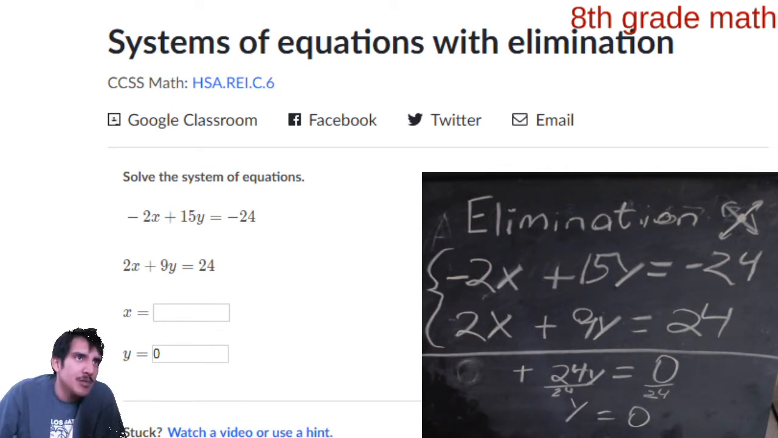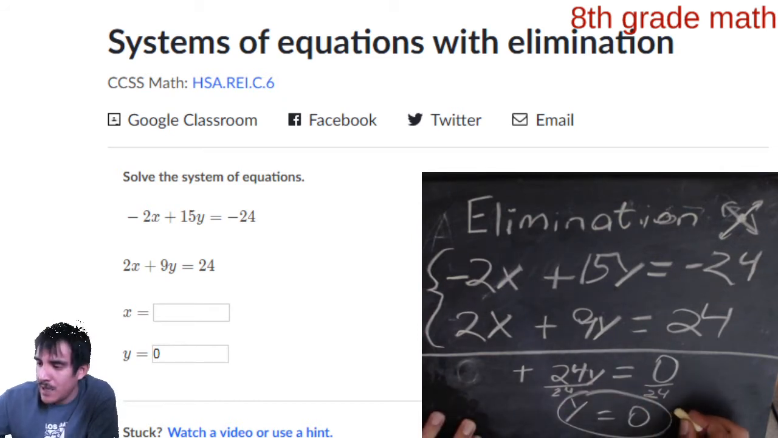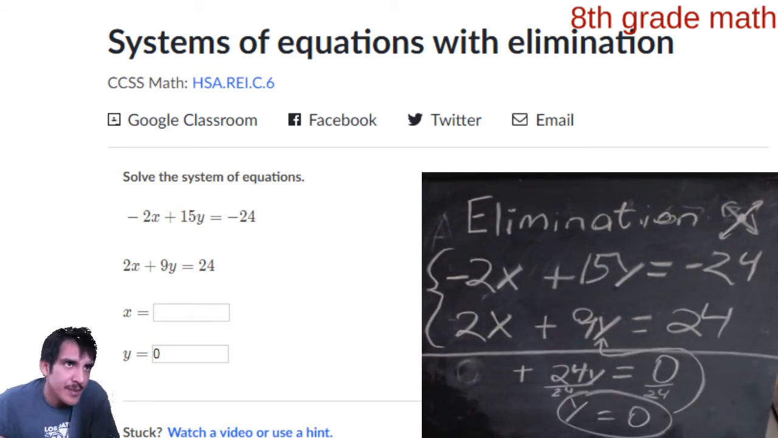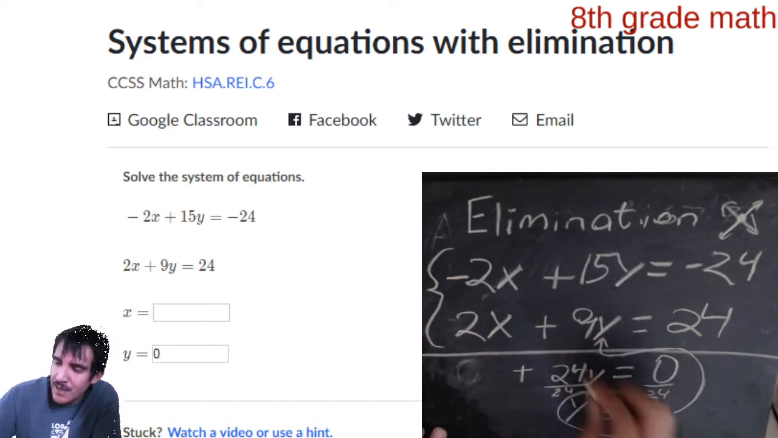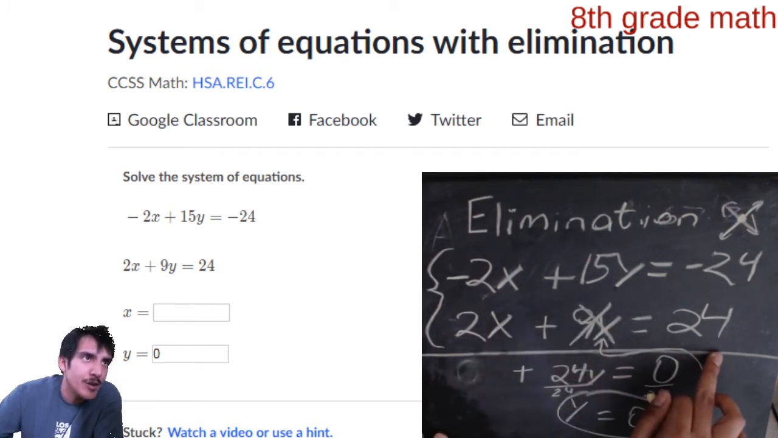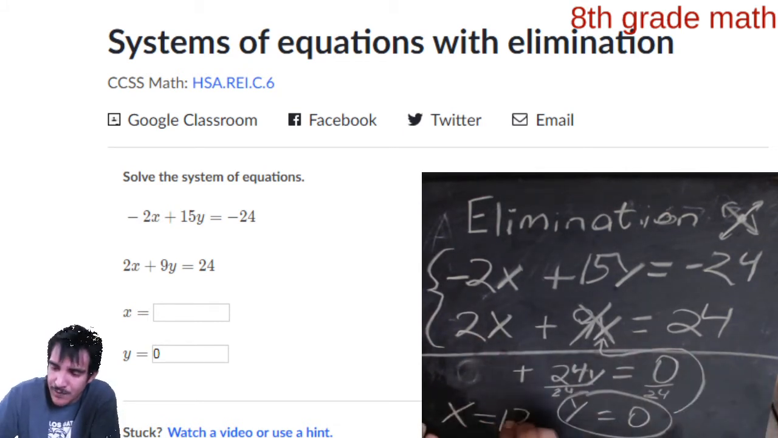So y equals 0, and let's find out what x equals. I'm going to take this y equals 0 and input that answer into my y variable. Okay, so let's see what happens. 9 times 0 is 0 now, because y equals 0. And so we are left with 2x equals 24. Well, if 2 times x equals 24, we know that x equals 12.